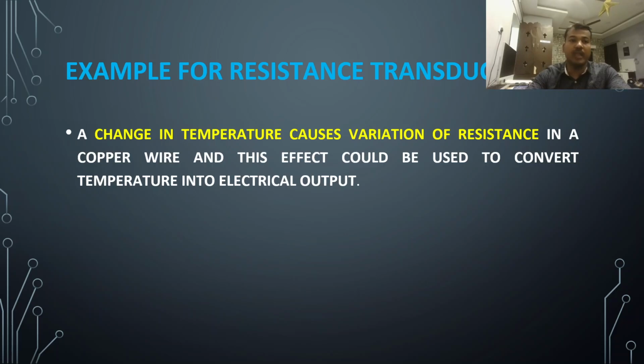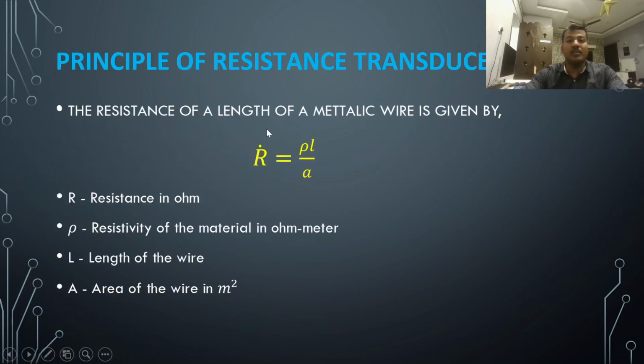If you see some examples of resistance transducer, change in temperature causes variation of resistance in a copper wire, and this effect could be used to convert temperature into electrical output. So this is what we see in various practical applications. This is the basic formula we all know about resistance, right? R is equal to rho L by A, where R is the resistance, rho is the resistivity of the material in ohm meter, L is the length of the wire, and A is the area in meter square.